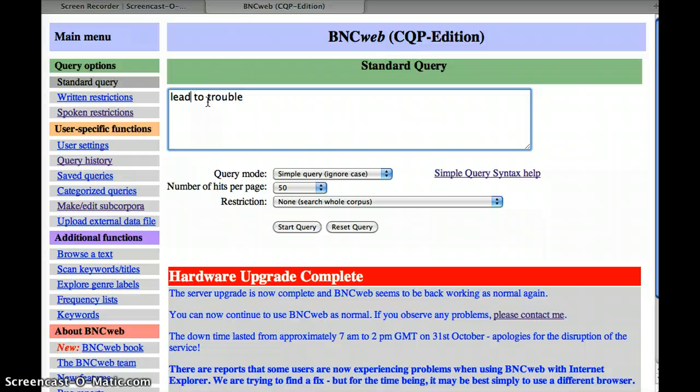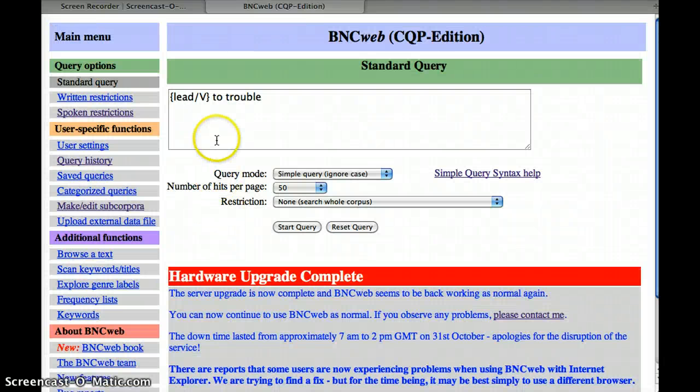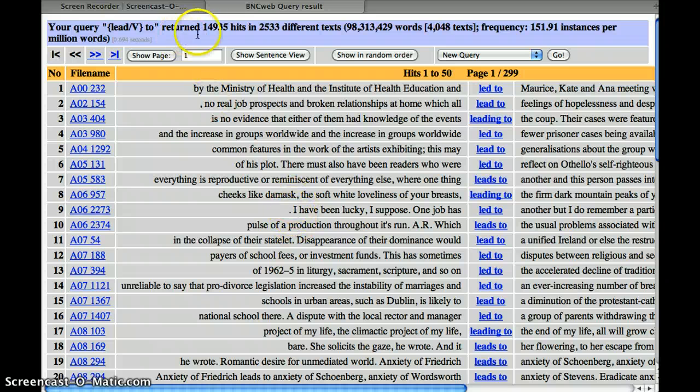So what can I do? I can do this, look for all forms of the verb lead, and hopefully that'll be a bit better. It is a bit better, it's still not great, is it? 14 hits. So like I suggested, we could look for lead to. We'll get probably quite a large number of hits. Oh, 14,000.